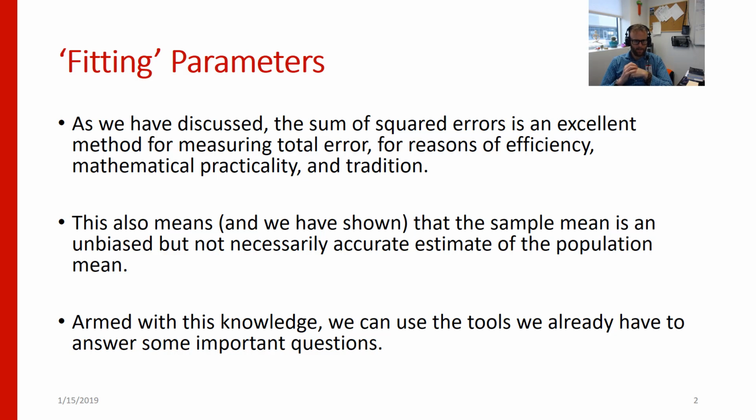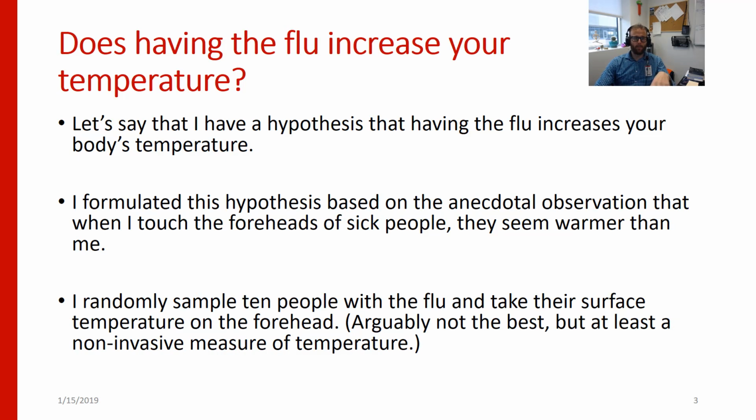This also means, and we have shown, that the sample mean is an unbiased, but not necessarily accurate, estimate of the population mean. If we're using the sum of squared errors as our estimator, the sample mean is our estimate, and it is not necessarily accurate. Particularly in small samples, the sample mean can bounce around a lot relative to the true population mean, but it's unbiased, so it's positive and negative in equal measure. It's also efficient and consistent, so it has all the desirable properties of an estimator. Armed with this knowledge, we can use the tools that we already have to answer some rather important questions.